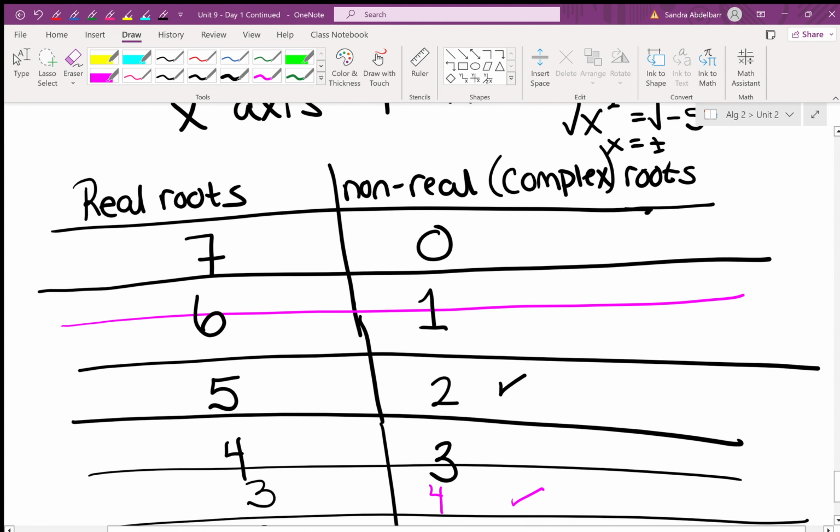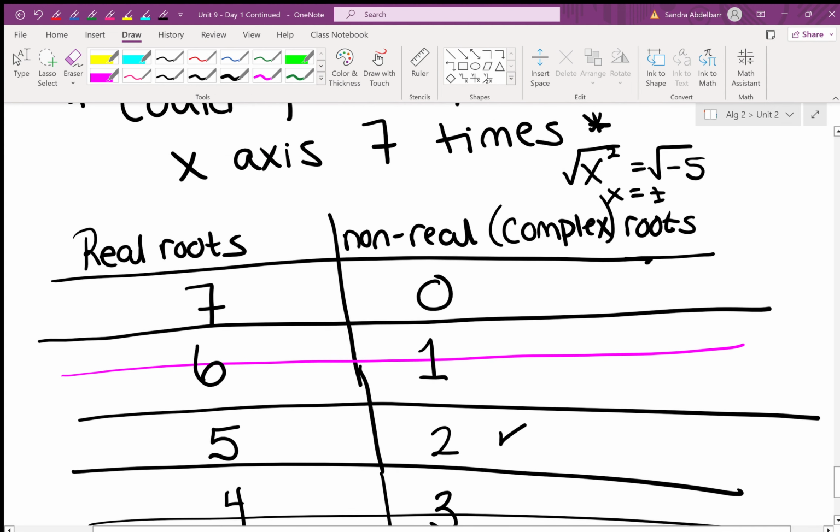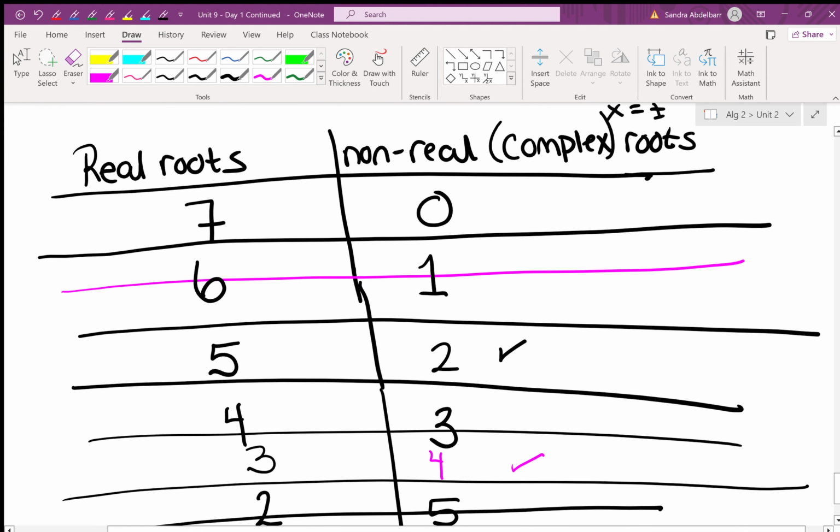So we're saying, well, is it possible to have 7 real roots and 0 imaginary roots? Yeah, that's possible for them all to be real. So then what about 6 real and 1 imaginary? You can't just have 1 imaginary because it has to have the plus and the minus of that. So that's why it doesn't work.